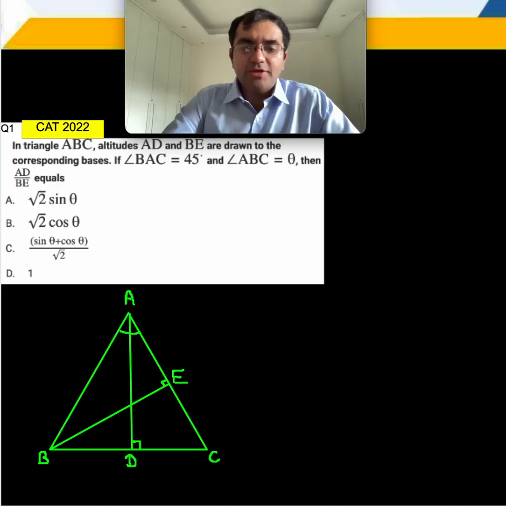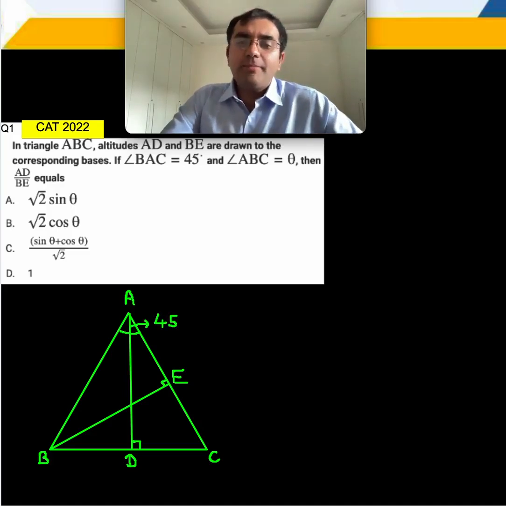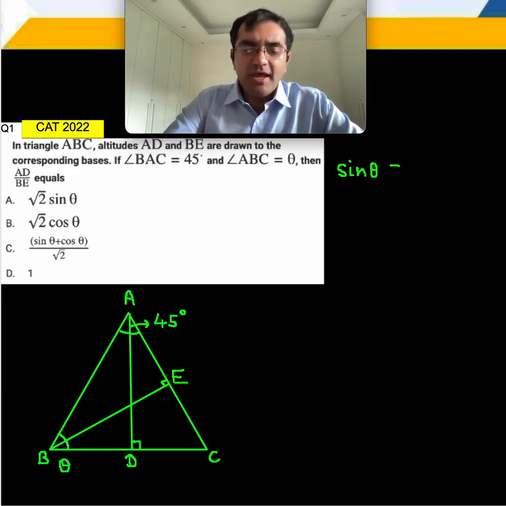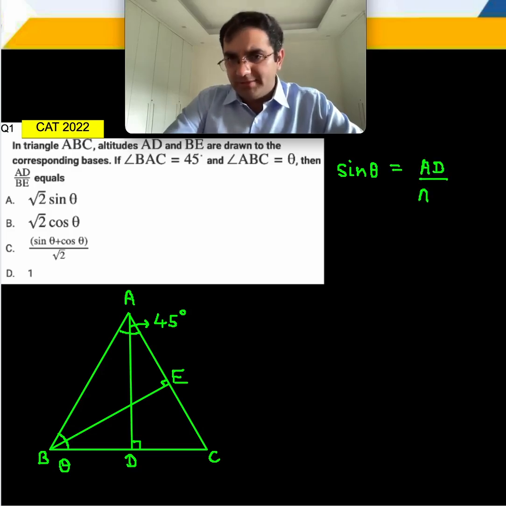ठीक है, तो यहाँ दोनों 90 बना दिए, 45 डिग्रीज आ गया. Now AD upon BE चाहिए, so I would like to take those angles that contain AD as well as BE. So let me take this angle as theta. Sin theta ले लेते हैं पहले. Sin theta, theta के सामने वाली साइड हो जाएगा perpendicular and of course hypotenuse will be AB. So sin theta turns out to be AD upon AB.